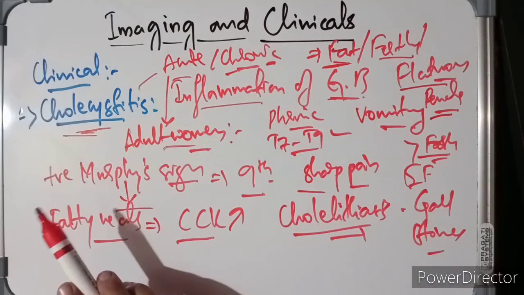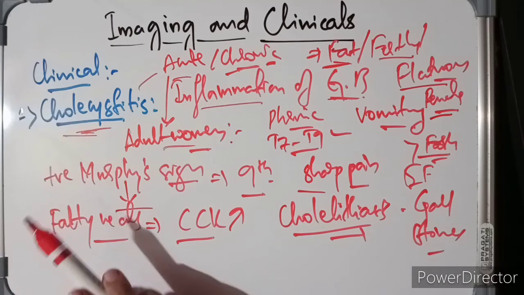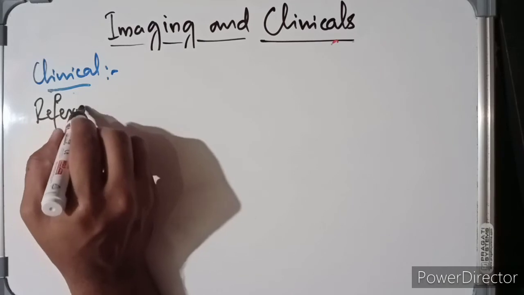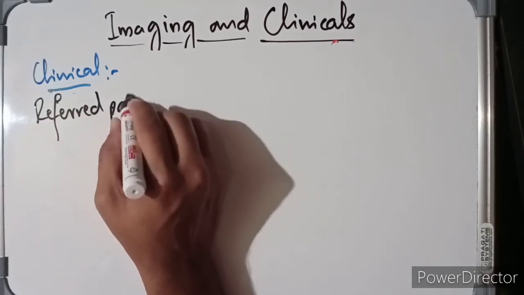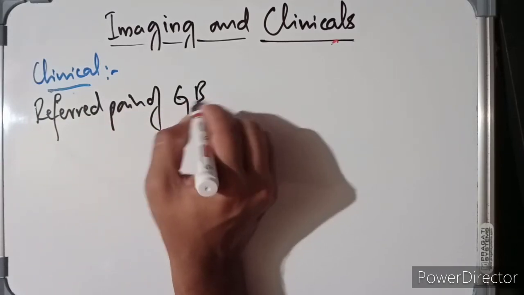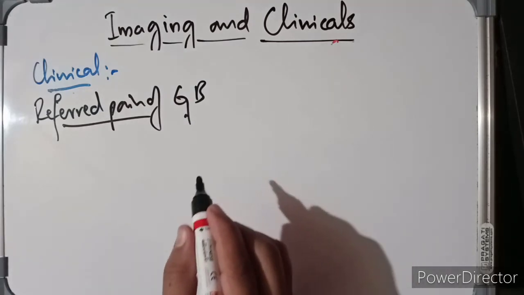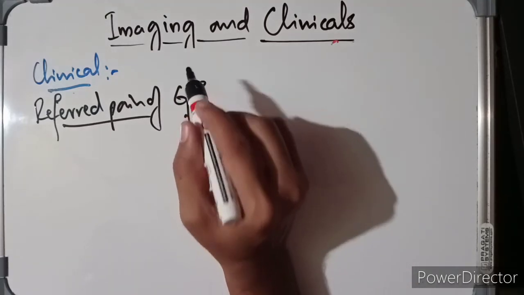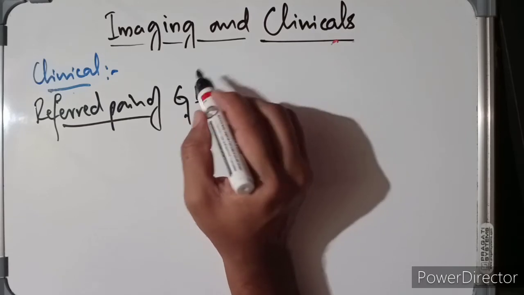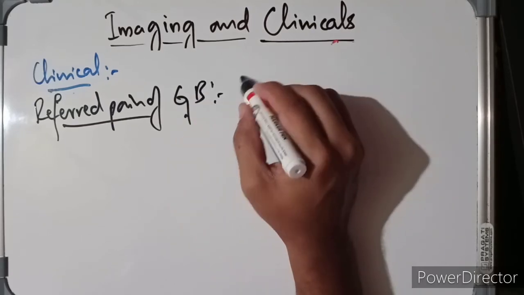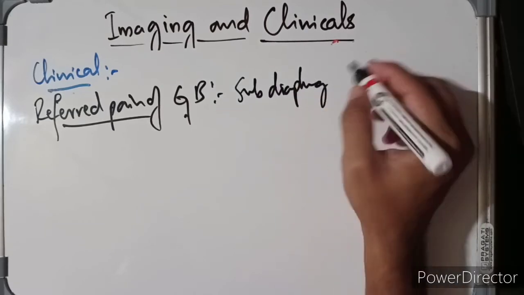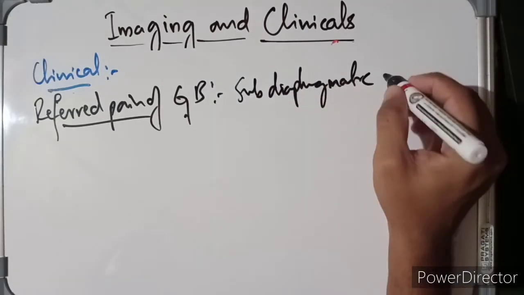Now we will discuss the referred pain of the gallbladder. So coming to the referred pain of the gallbladder, in acute cholecystitis, the inflammation of the gallbladder will cause irritation of the subdiaphragmatic parietal peritoneum.